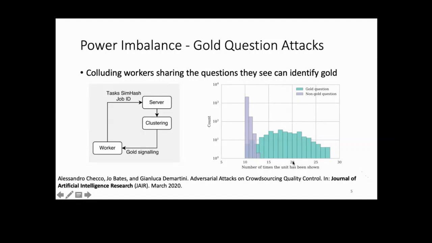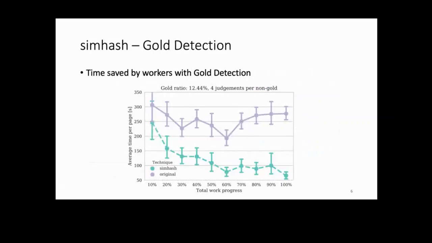It's exploiting a statistical feature of the setup, these gold questions appearing much more frequently than the non-gold questions. So note that the non-gold questions will still appear more than once, right? It's common practice to assign a question to multiple workers and then aggregate their answers, but still, when we compare frequencies of questions, it's very easy to differentiate the gold and the non-gold questions. So what this means for workers, as I said, is that they will save time.